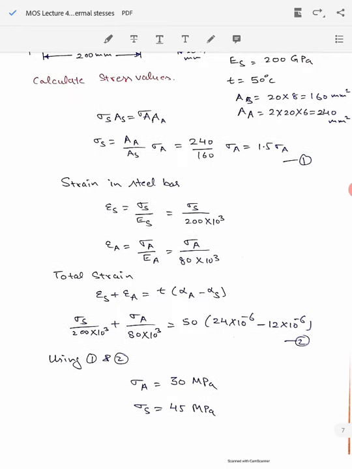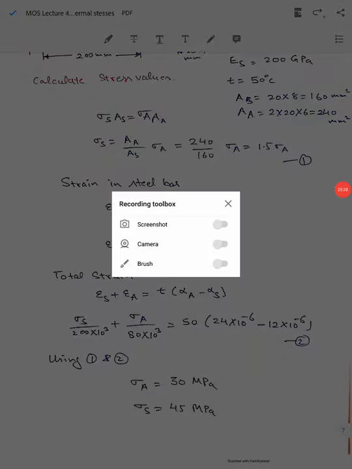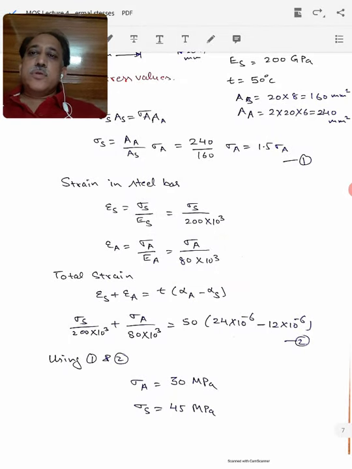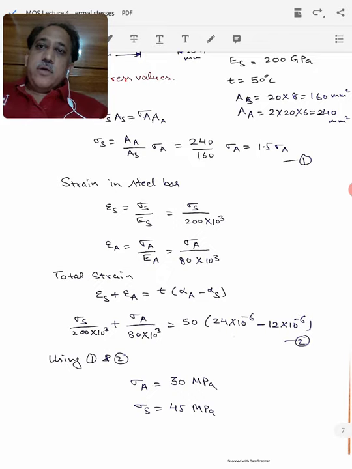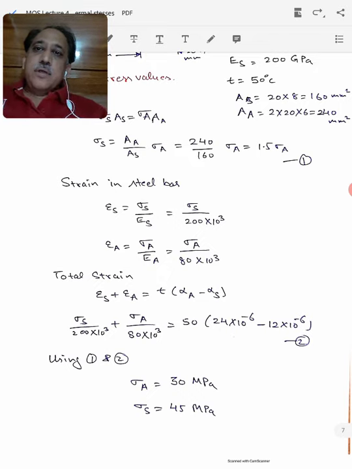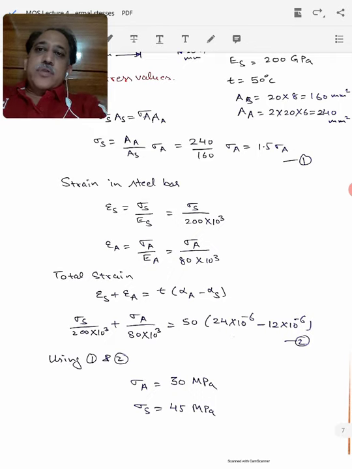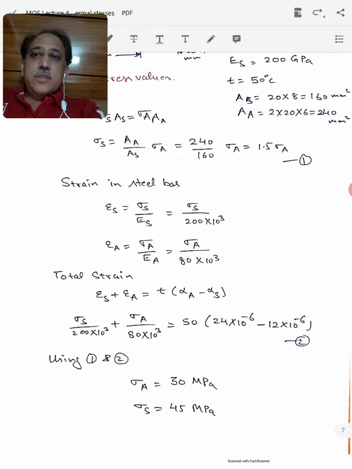Now there are a lot of numericals given in your books on thermal stresses. We have already done the compound bar cases. So I would suggest that you go through all those numericals, the solved as well as the unsolved numericals, and see how you can understand this concept better with the help of them.